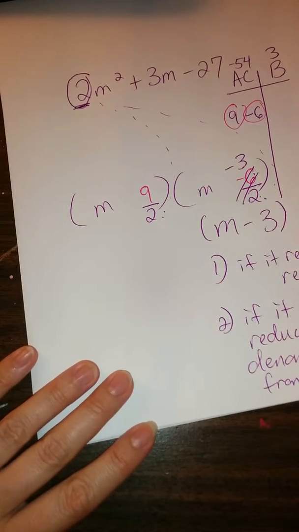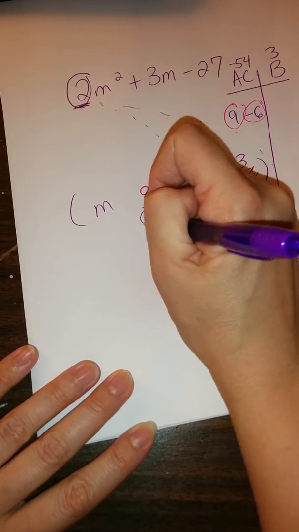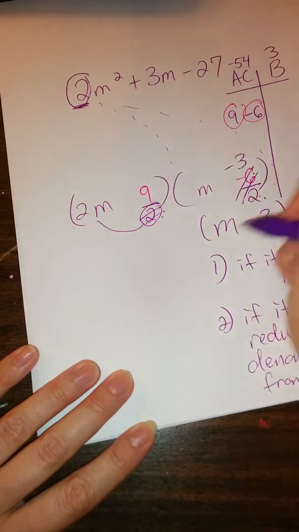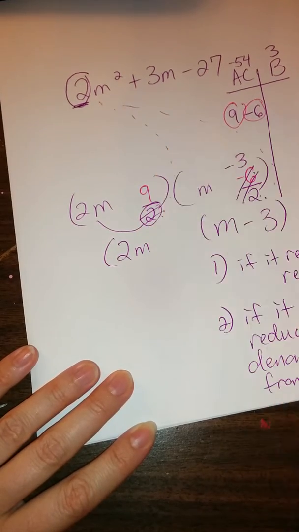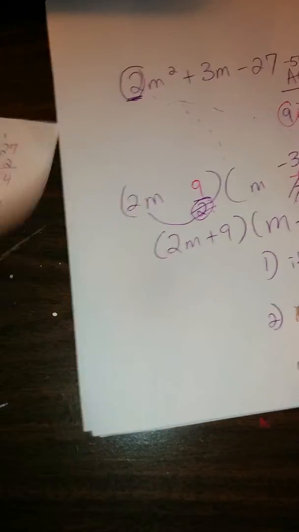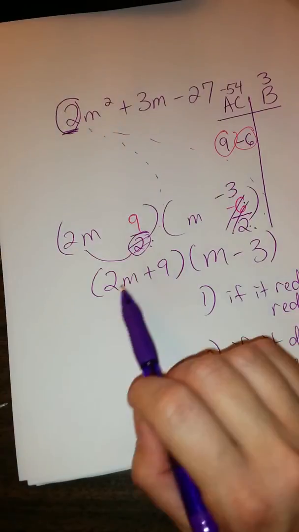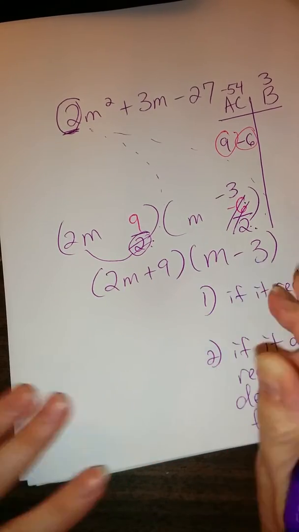9 halves, that won't reduce, won't get any smaller than that. If it does not reduce, pop the denominator up in front of the variable. So our second factor bubble is 2m plus 9. And let's go back and look. What did we have before? 2m plus 9, m minus 3. With our shortcut, 2m plus 9, m minus 3.